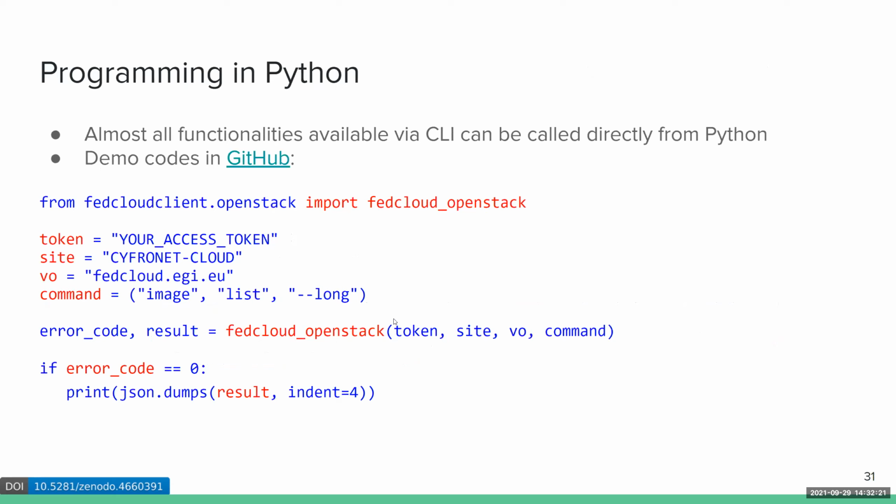Of course, you can do programming with Python by calling some functions directly from your Python code. It means, for example, you can simply set the token, site, VO, and the command you want to run, and you can call the FedCloud client with parameters, and it will just return the error code and the region. So if the error is 0, it means no error. It means print the region in JSON. This demo code is available on GitHub, so you can just download and execute it again.